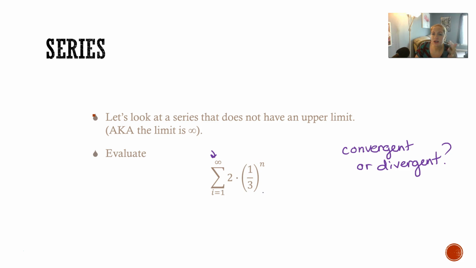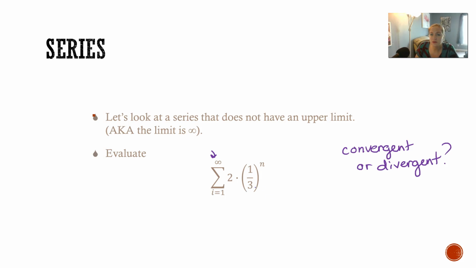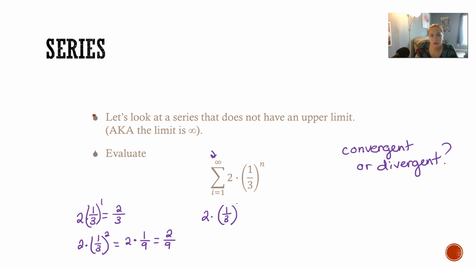Well, if we do a few terms, the first term would be 2 times 1/3 or 2/3, right? The second would be 2 times 1/3 squared. So that would be 2 times 1/9, which is 2/9. Okay, so it's getting smaller. It went from 2/3 to 2/9. And let's do another one. 2 times 1/3 to the third.